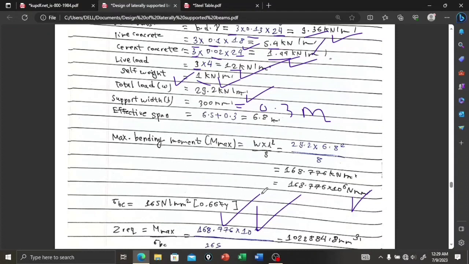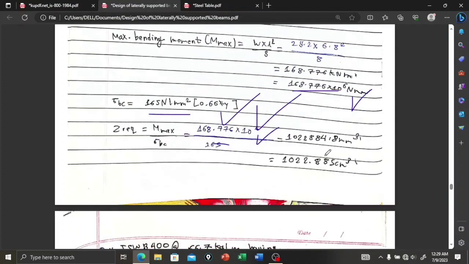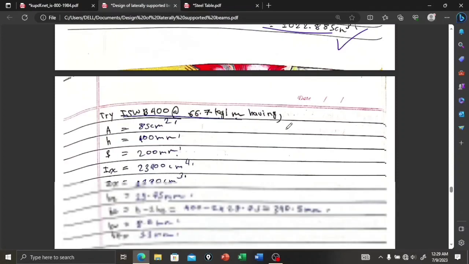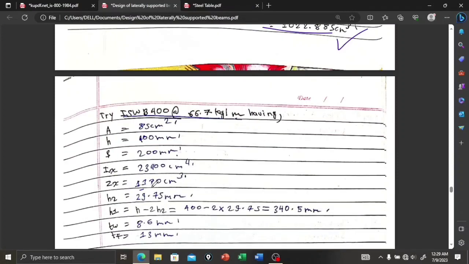Z required is M by sigma BC, that is 168.776 into 10 power 6 by 165, it is 1022.885 centimeter cube. So we should choose the section with Z greater than this Z required, greater than 1022, which is 1170, with ISWB 400.